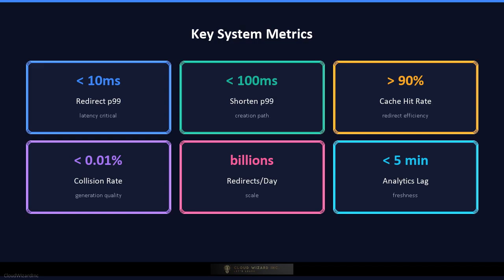The key metrics you should memorize cold: redirect latency at P50, P95, and P99, shorten latency, cache hit rate for redirects, which should be very high, typically above 90%, and collision rate during code generation.